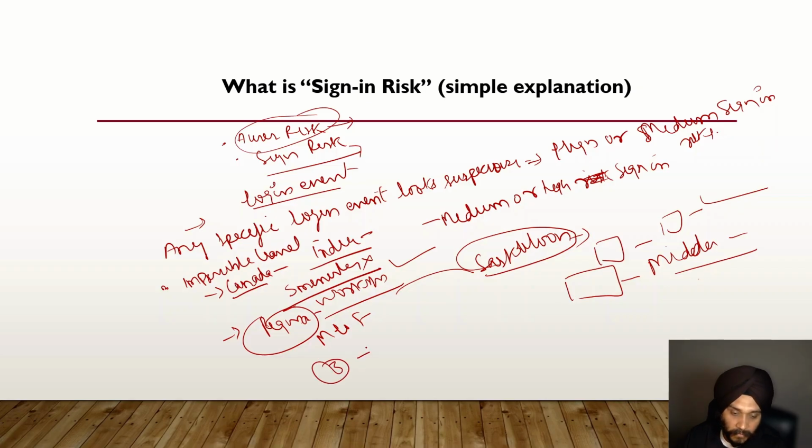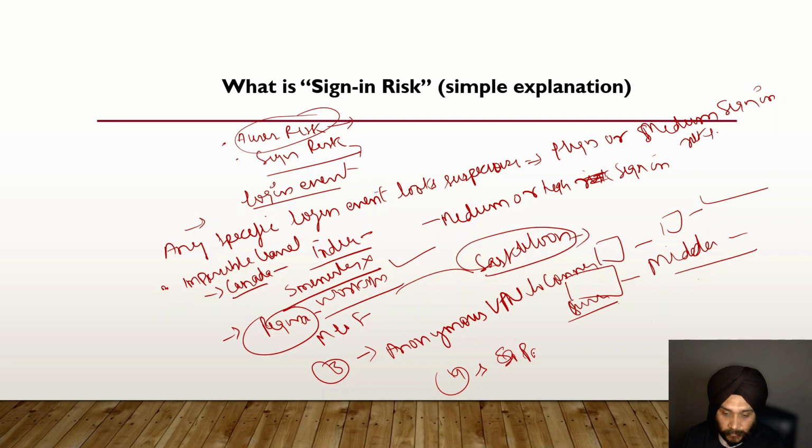Third would be using an anonymous VPN's IP address. That will trigger a high or medium sign-in risk alert. The fourth point is somebody using a password spray attack on your account. That will also trigger a high or medium sign-in risk.